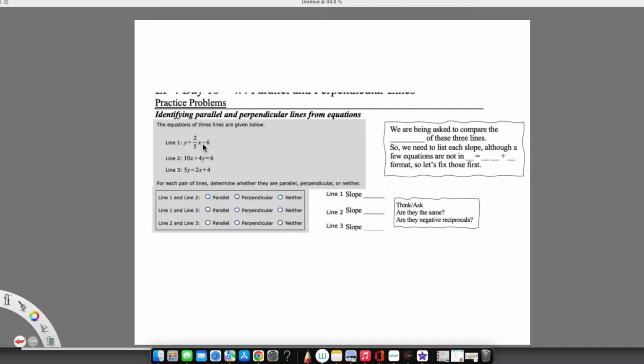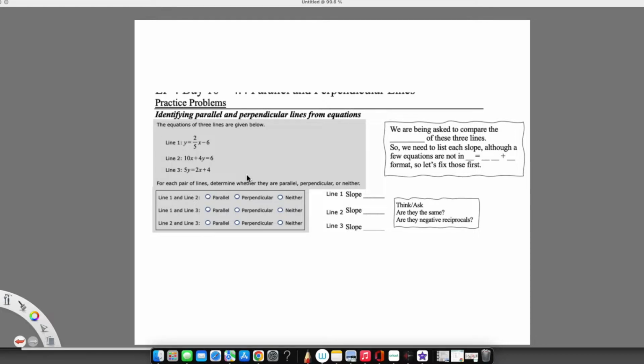This is slope-intercept form. The second one, this is what we call standard form. And the last one, this is really not either of the three forms that we're usually given. This is just kind of not completed in slope-intercept form and or standard form. It's kind of a mixture of both.